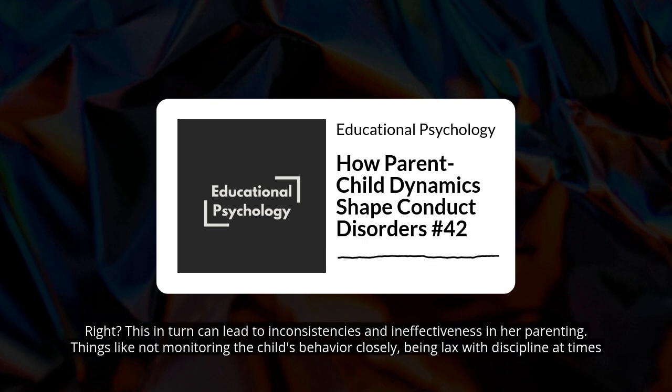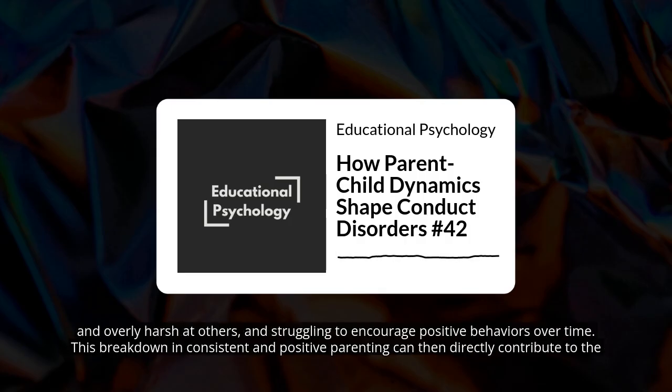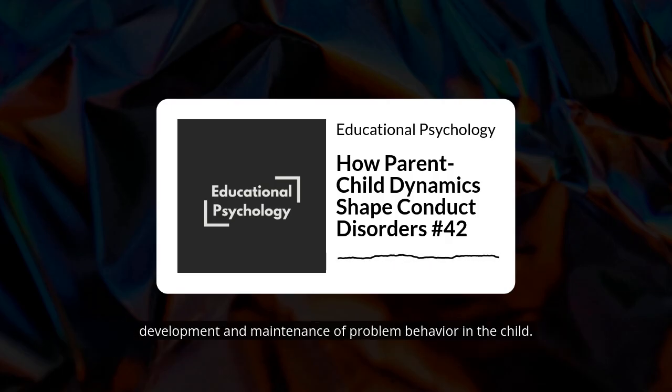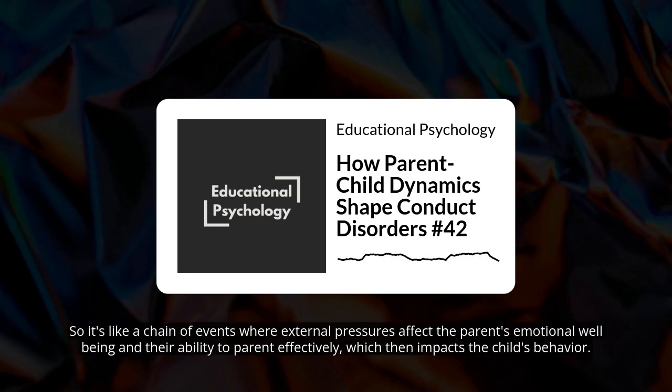Right. This, in turn, can lead to inconsistencies and ineffectiveness in her parenting. Things like not monitoring the child's behavior closely, being lax with discipline at times and overly harsh at others, and struggling to encourage positive behaviors. Over time, this breakdown in consistent and positive parenting can then directly contribute to the development and maintenance of problem behavior in the child. So it's like a chain of events where external pressures affect the parent's emotional well-being and their ability to parent effectively, which then impacts the child's behavior.